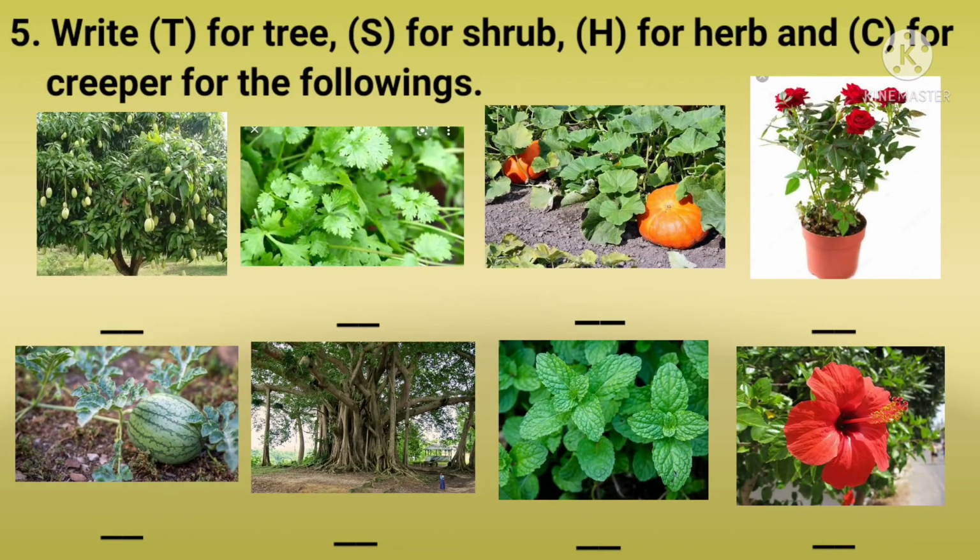Number 5. Write T for tree, S for shrub, H for herb and C for creeper for the followings. The first picture is a mango tree and you know it's a tree. And the second picture is coriander plant and you know it's a herb. Next, pumpkin plant, it's a creeper. Then rose plant, a shrub. Next, watermelon, it's a creeper. Then banyan tree, you know it's a tree. Then mint plant, it's a herb. Then hibiscus plant, yes, it's a shrub.